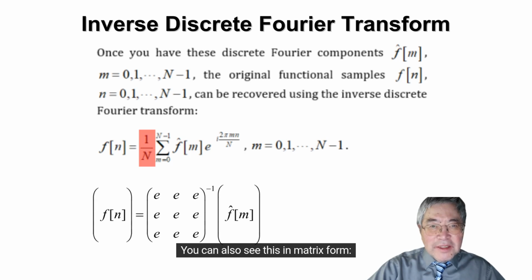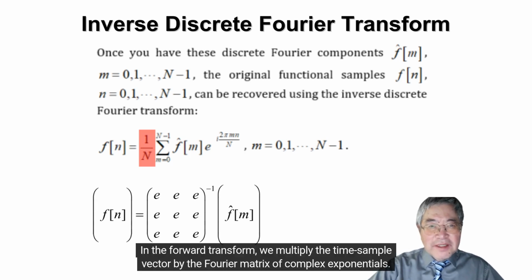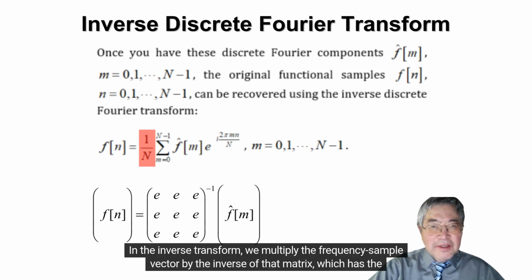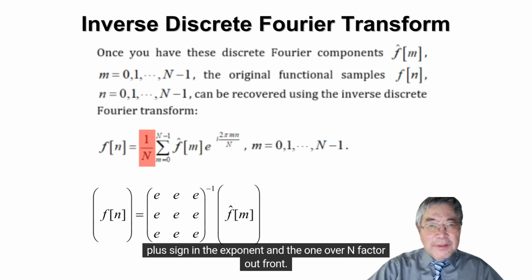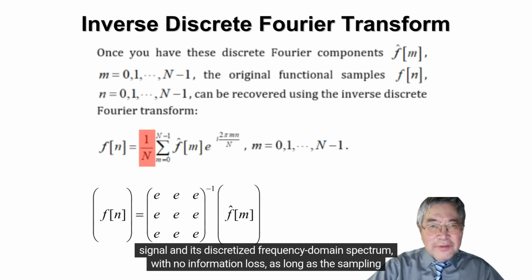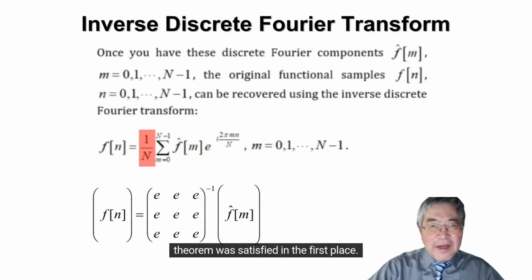You can also see this in matrix form. In the forward transform, we multiply the time sample vector by the Fourier matrix of complex exponentials. In the inverse transform, we multiply the frequency sample vector by the inverse of that matrix, which has the plus sign in the exponent and the 1 over N factor out front. With these two formulas, forward and inverse, we can move back and forth between a discretized time domain signal and its discretized frequency domain spectrum with no information loss as long as the sampling theorem was satisfied in the first place.